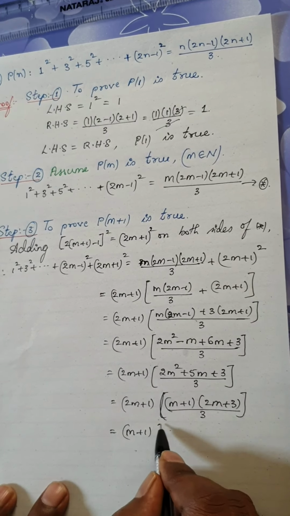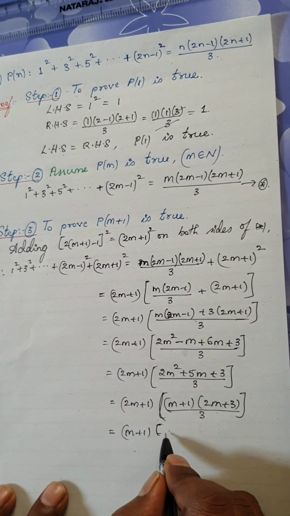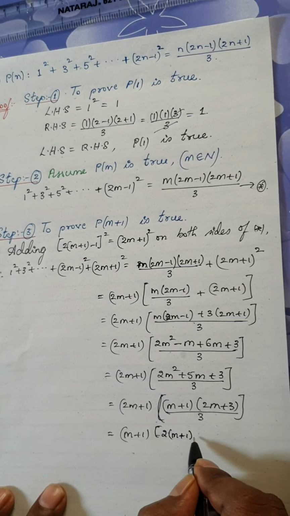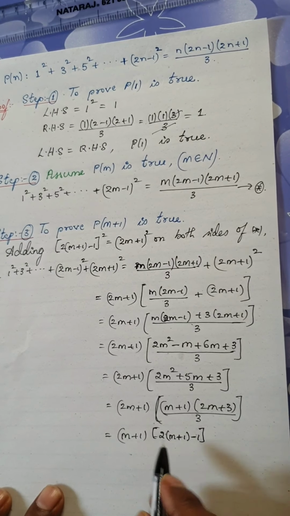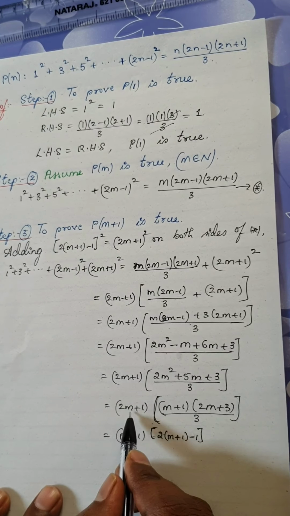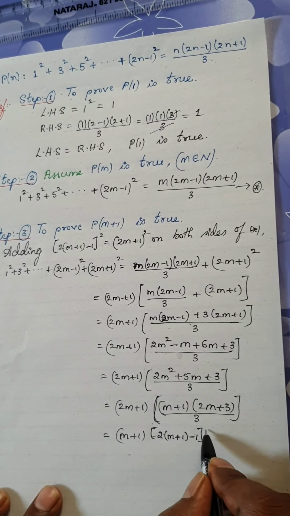Now this 2m plus 1, I'm going to write it as 2 times m plus 1 minus 1. If you want, you can check it. So this will be 2m plus 2 minus 1. So that will be 2m plus 1.